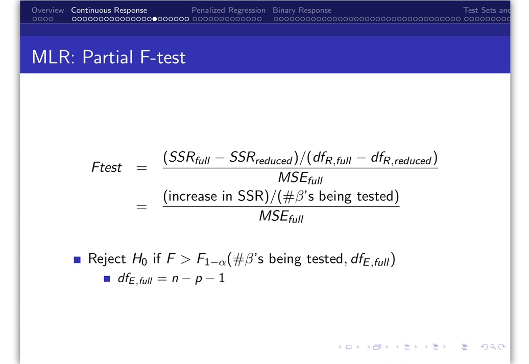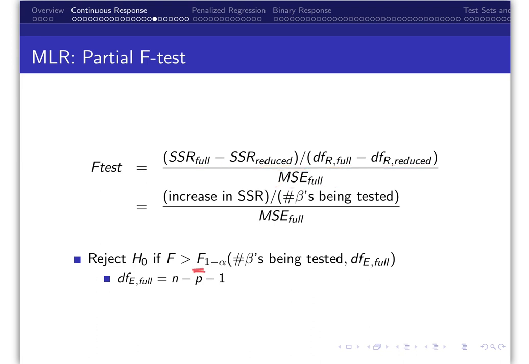The full model includes the set of covariates of interest. The reduced model is the same as the full model, but with the covariates of interest removed from the model fit. The test statistic is based on the difference between the sum of squares due to the regression for the full and reduced models, divided by the difference in those two models' degrees of freedom, and that resulting quantity is divided by the mean squared error for the full model.